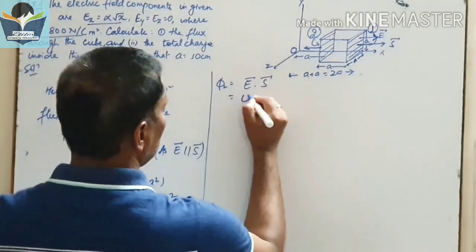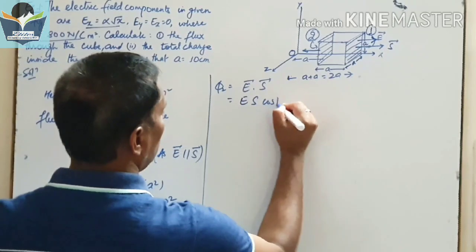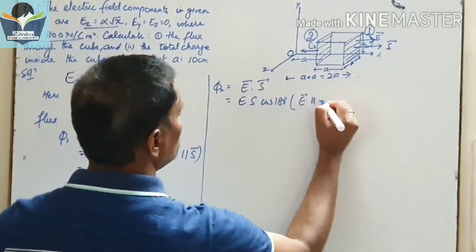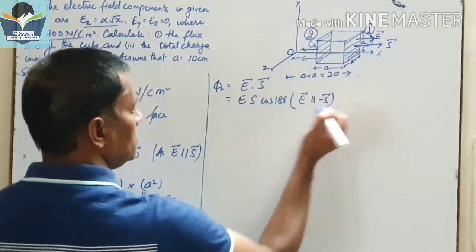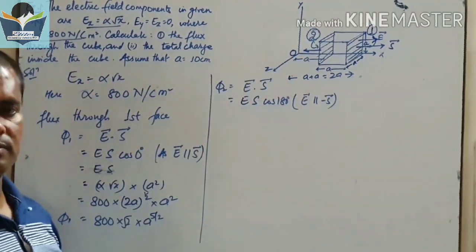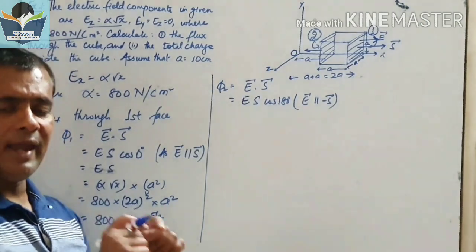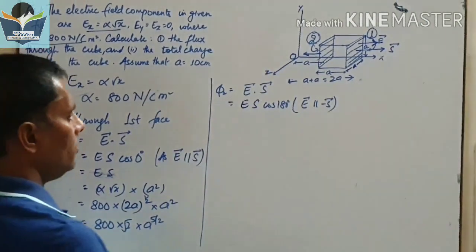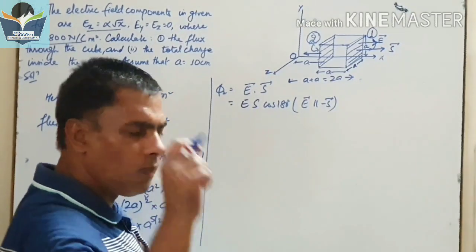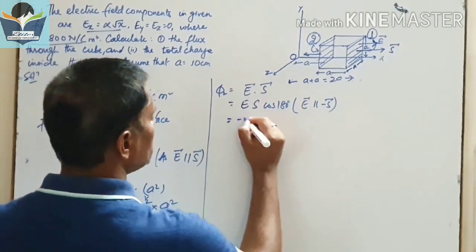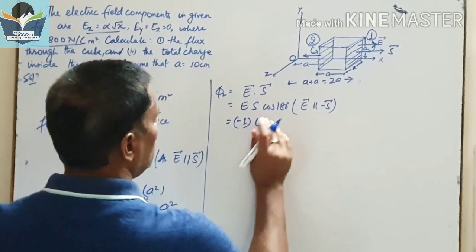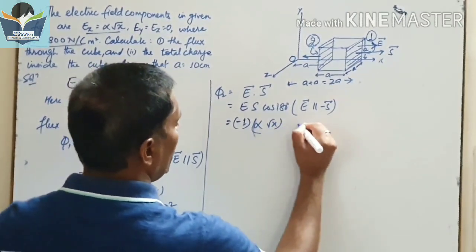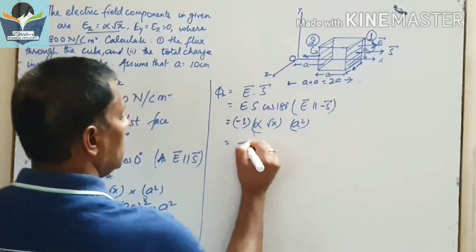So this comes out to be E cos 180 degrees, as vector E is parallel to minus vector S for the second face. These are called anti-parallel vectors, which are directed opposite to each other. Now cos 180 is minus 1, so minus 1 into the field, which will come out to be alpha root x, the same, and S will be area.